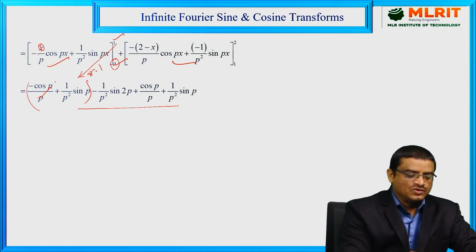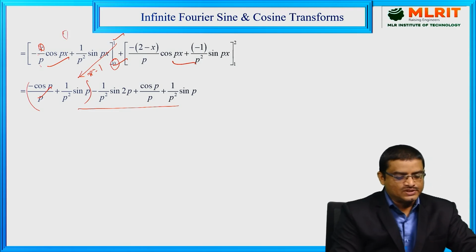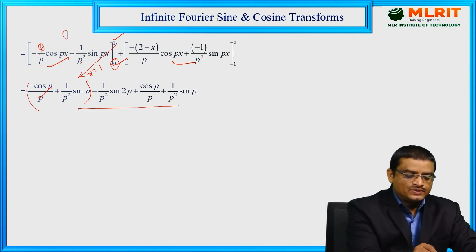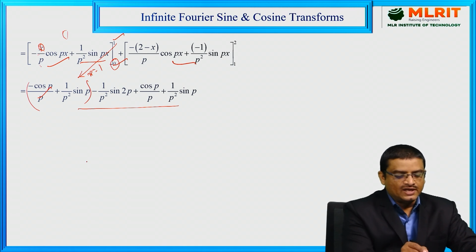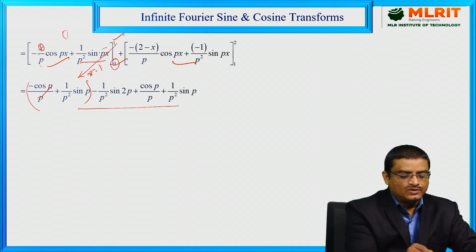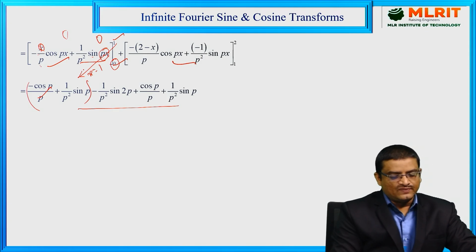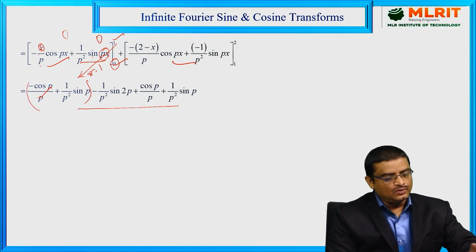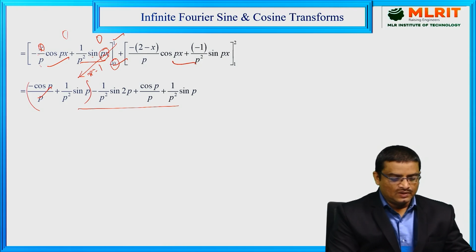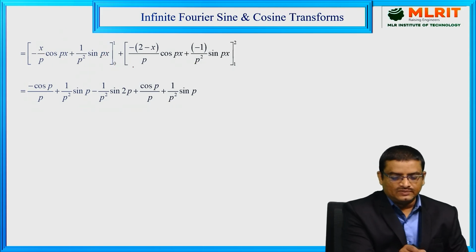In place of x, if you substitute x equal to 0, 0 by anything equals 0, and 0 into anything equals 0, so the first term becomes 0. Now substitute x equal to 0 in the second term, and you will get sine 0. If you substitute x equal to 0, 0 into p is 0, sine 0 is 0, and 0 by anything equals 0. So after substituting the lower limit, both terms become 0, so we can neglect that value here and follow the same procedure for the second integral.